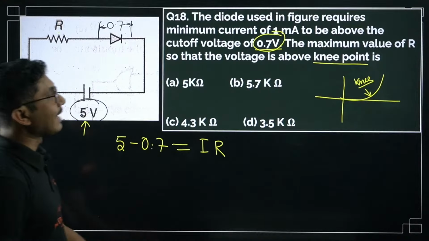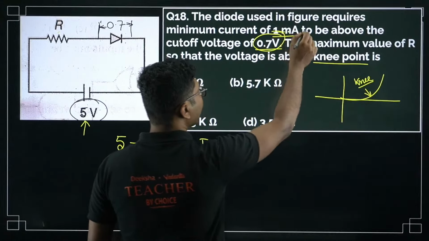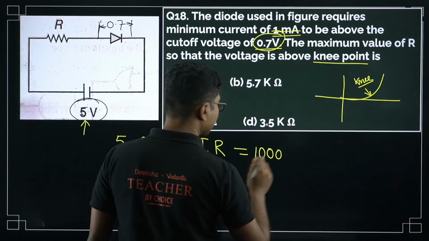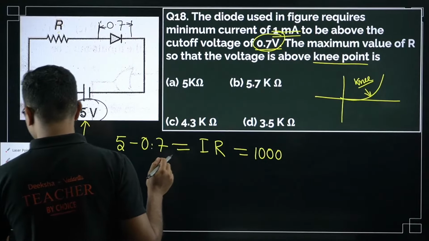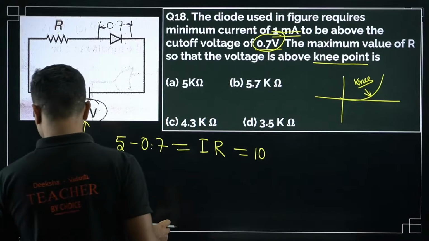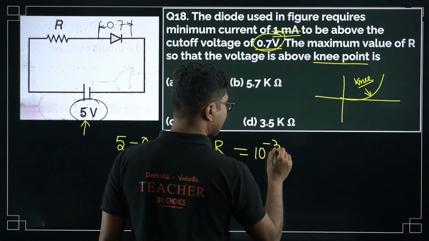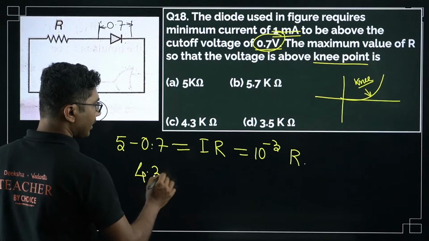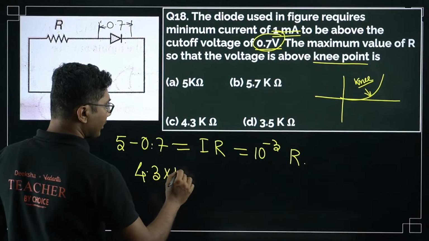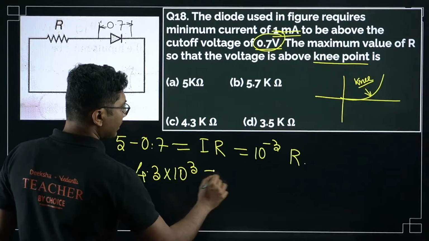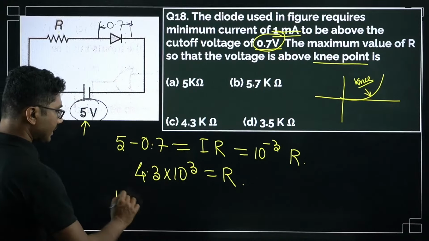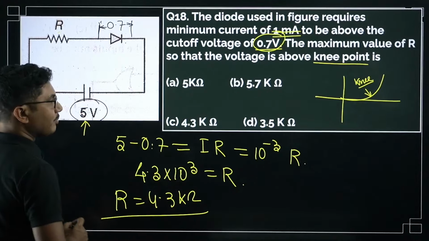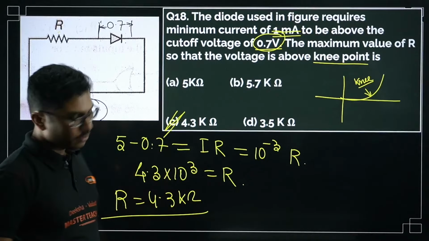The I value is given as 1 milliampere. So 1 milliampere means, sorry, 10 to the power of minus 3 ampere, into R. So it will be 4.3 into 10 to the power of 3. That is the value of the resistance. So the resistance is 4.3 kilo ohm, not 5.7 kilo ohm.